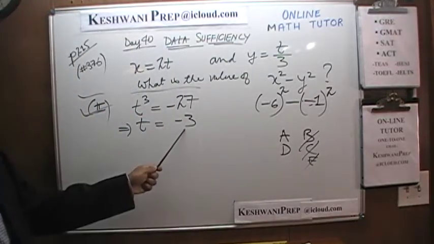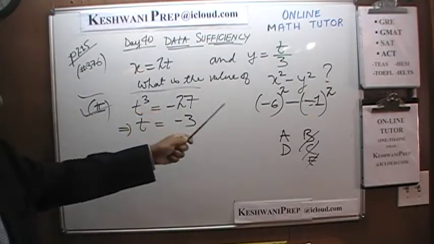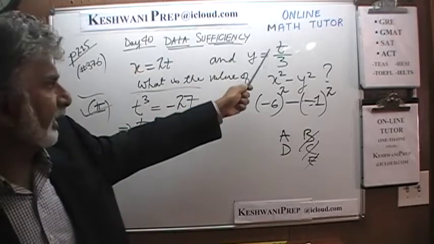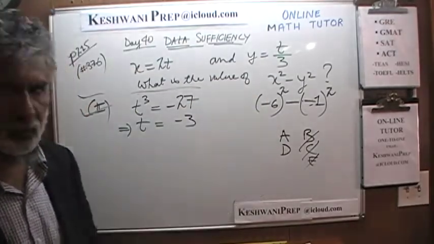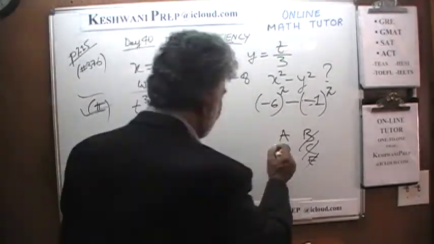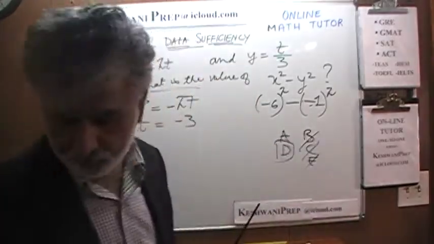If t is negative 3, x is going to be 2 times negative 3, negative 6, and y is going to be negative 3 over 3, negative 1. That's all. Which means the second statement by itself is also sufficient. The answer is D.